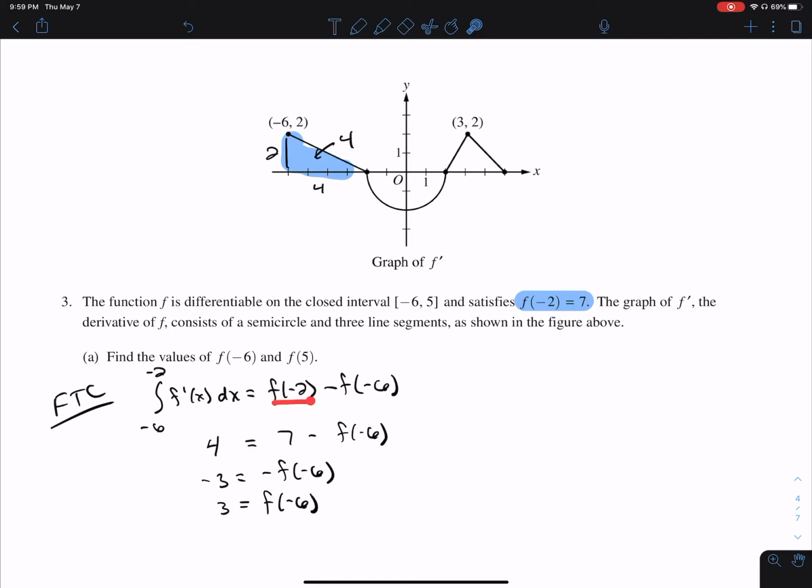How do we know this is f(-2)? Or, pardon me, how do we know that f(-2) is 7? We are told that right here. So here we have this equation, and we only have one variable, f(-6), which is what we're trying to figure out. If we subtract 7 from both sides, we get this, divide both sides by -1, we get f(-6) is 3.